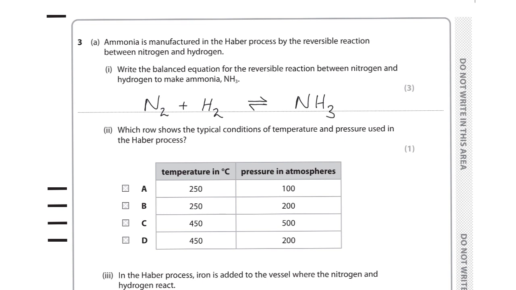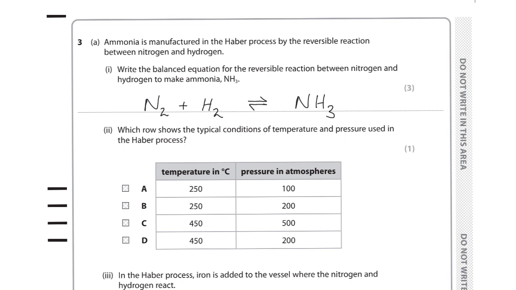So if you did all of that, you got 2 marks out of 3. Now, the third mark was for balancing it. So actually, the way that you got 1 mark for the 3 symbols correctly, N2, H2, and NH3, and 1 mark for the reversible arrows.